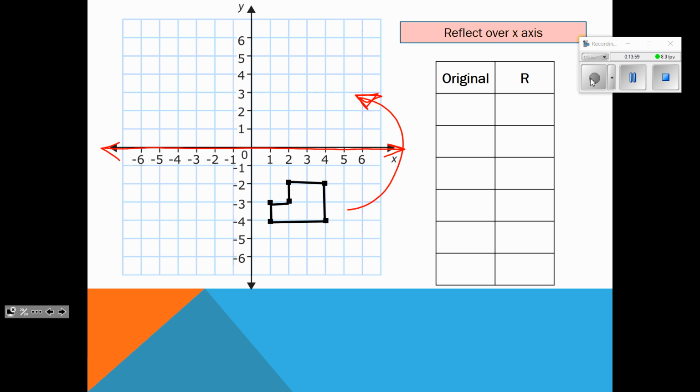Remember, when reflecting over the x-axis, the x is going to stay the same and the y is going to turn to the opposite. So if we pick a point here, and this is 2, negative 2. To reflect it, it went 2 down, so we go 2 up. The x stays the same, the y becomes the opposite: 2, 2. And you're going to continue to do that until you reflect the entire thing over the x-axis.